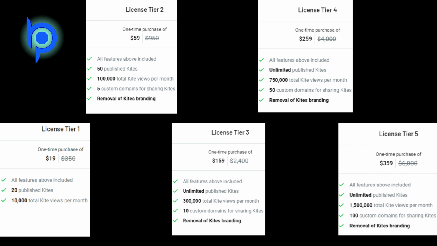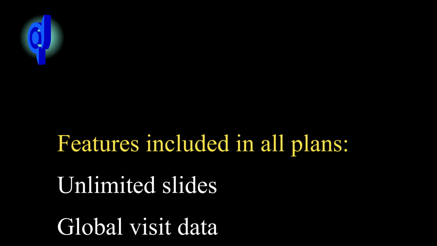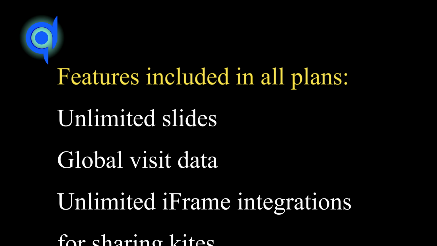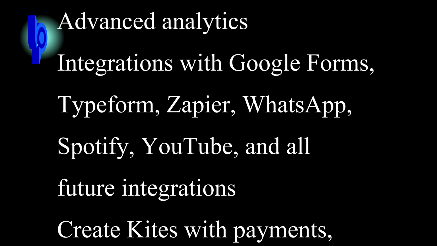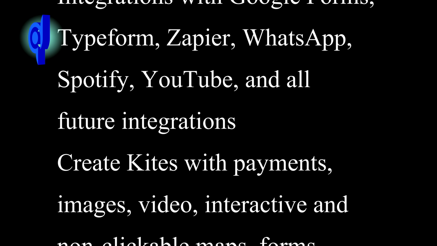And License Tier 5: unlimited published kites, 1,500,000 total kite views per month, 100 custom domains for sharing kites, and removal of Kites branding for $359 instead of $6,000. Features included in all plans: unlimited slides, global visit data, unlimited iframe integrations for sharing kites, advanced analytics, integrations with Google Forms, Typeform, Zapier, WhatsApp, Spotify, YouTube, and all future integrations.